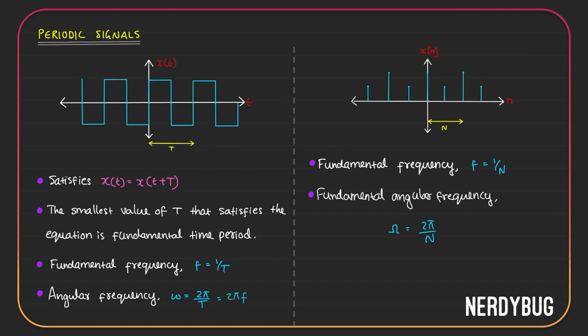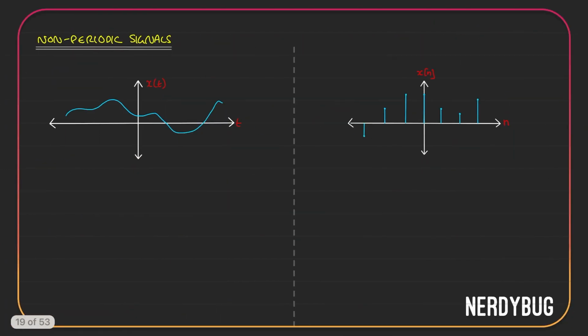The same can be defined for a discrete time signal as well. For a particular N, the signal can repeat, making 1 by N the fundamental frequency. If you want fundamental angular frequency, you can write 2 pi divided by N. Now, non-periodic signals are obviously the signals that do not repeat after a particular time period. Obviously, this one is not repeating anymore, so it is non-periodic. And this one is also, you can see it's not repeating, so it is also a non-periodic signal.